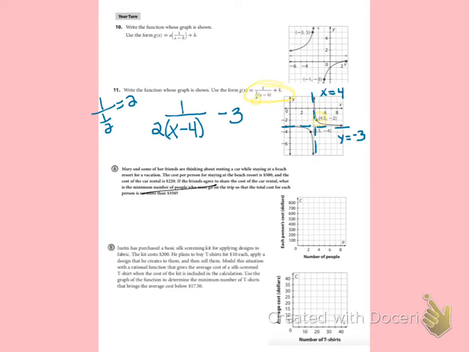Okay? And so that actually reflects this graph. It's a slide 4 units to the right, it's a slide 3 units down, and it's a horizontal compression of 1/2. So g of x is equal to 1 over 2 times x minus 4, minus 3.